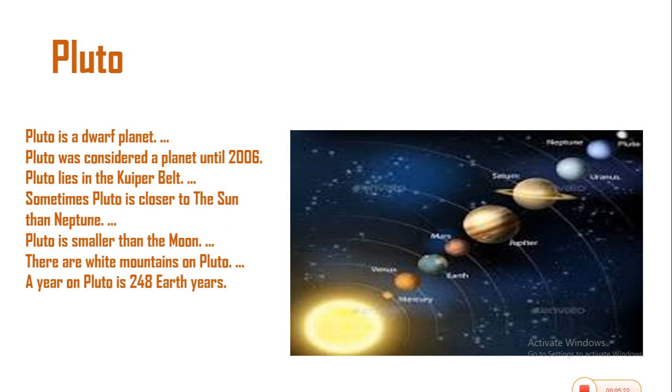Pluto lies in the Kuiper Belt. Sometimes Pluto is closer to the Sun than Neptune. Pluto is smaller than the Moon. There are white mountains on Pluto. A year on Pluto is 248 years. So this is why we said we have 8 planets. So Pluto is no longer considered a planet.